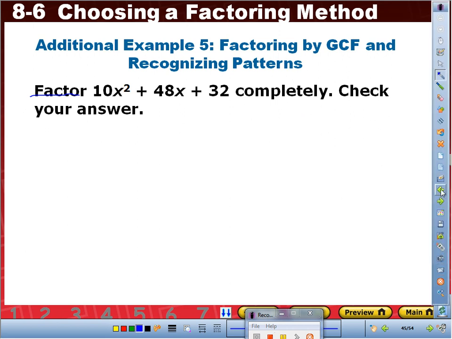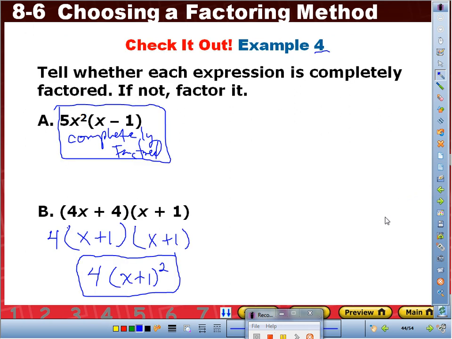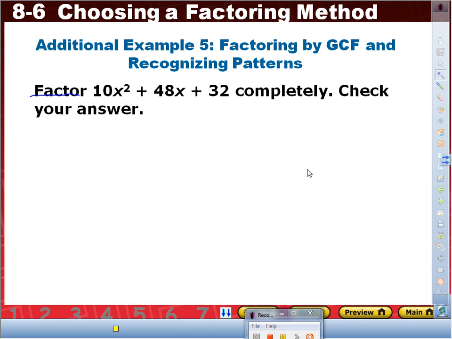Let's see what it said on the previous one. On the previous one, it didn't say factor it completely. It says, tell whether if the expression is already completely factored. They're not telling. On this one, they didn't tell you whether it was or whether it wasn't. On this one, they're telling you that it's not because they're asking you to do it, right? And then we're going to check. So let's do that. So copy that. Example 5, factor 10x squared plus 48x plus 32 completely, and then check your answer.